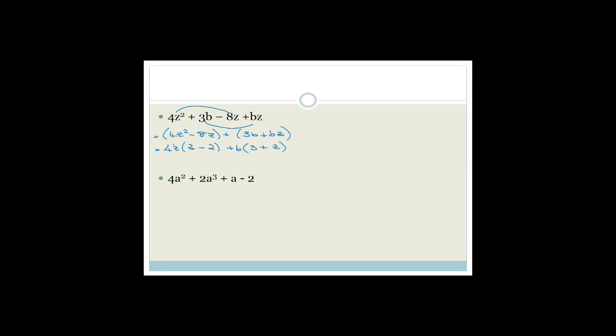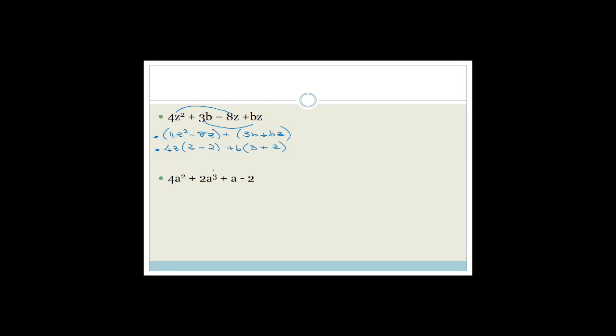That definitely does not work. In fact, I think there's nothing much we can do here, because if I group that with that and that with that, nope, there is nothing we can do here. So that doesn't factorize more than this. That's as far as we can go.